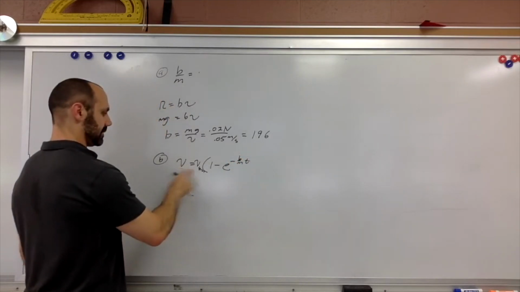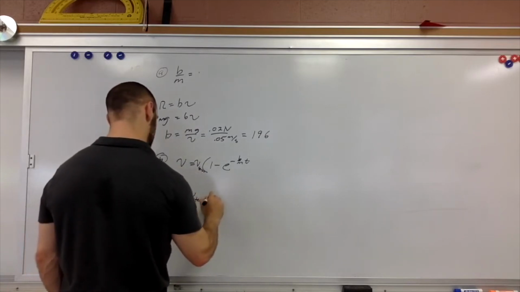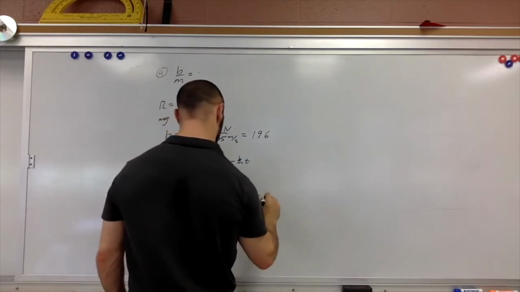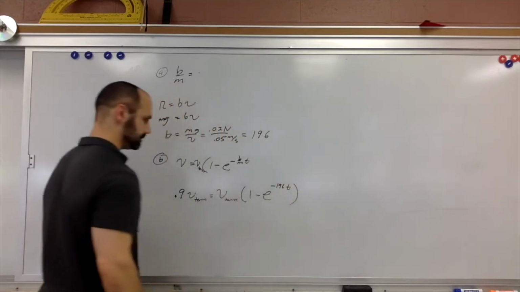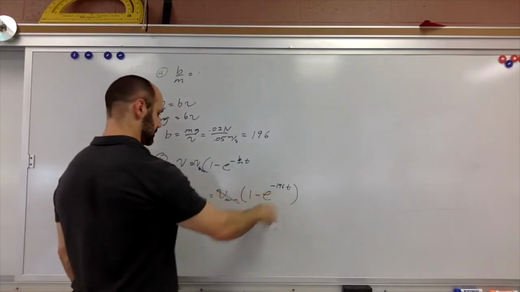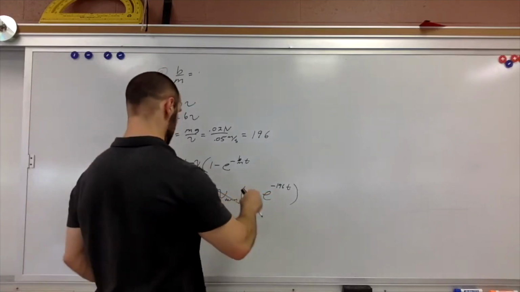But this is going to be 90% of this. So if I do 0.9 v term equals v term times (1 minus e to the negative 196 t), v term goes away. And now I'm just solving for t. Right? And how do we solve for t? Well, we solve it by taking the natural log of both sides.